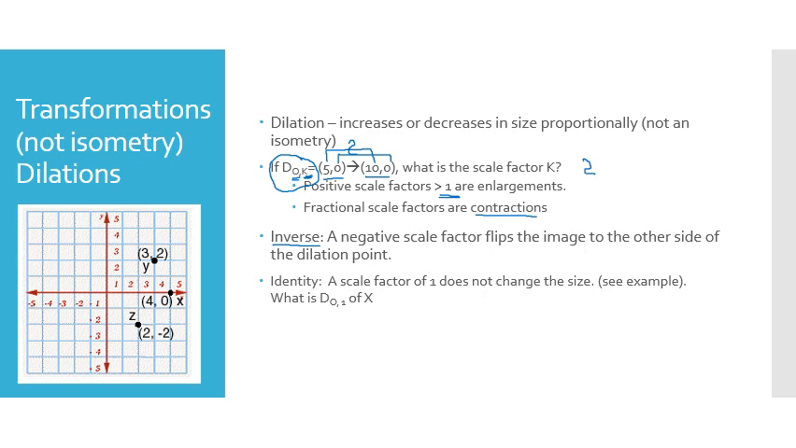The identity dilation is a special case where the scale factor is 1. Well, I said if it's greater than 1, it's an enlargement. If it's a fraction or less than 1, it's going to be a contraction. But if it's 1, it will stay exactly the same. In this example, if you had the point (4,0) and it was going to be dilated from the origin on a scale of 1, it would still remain at (4,0).